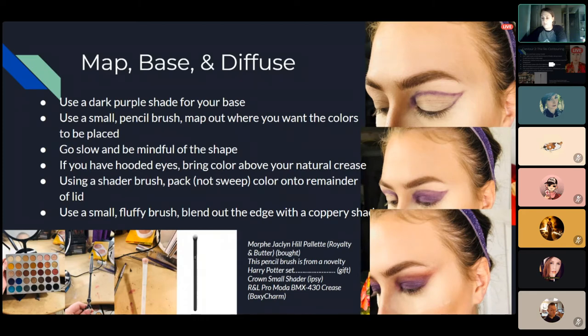After you've mapped out the border, take a shader brush to pat the color onto the lid like in this picture. Make sure you're using a packing, not a sweeping motion, so you can get maximum pigmentation. Don't worry too much about making it super even because we're largely going to be covering it up in the next steps. After you've laid down your base, take a warm coppery shade and blend out the edges with a small, fluffy brush. Use windshield wiper motions and small circles to diffuse harsh lines. Sweep the color out past the tail of your base shade.